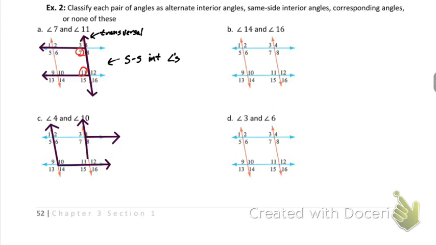Maybe if I extend it down. Well, that's kind of weird because I would have this whole line, and it might be this is your transversal, but 10 and 4 wouldn't work either. This, in fact, is none.